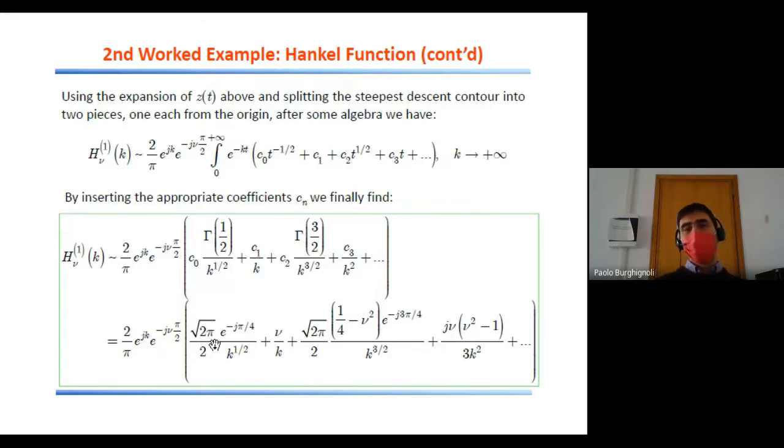Okay? And this is done, of course, for a single steepest descent path. You do that for both, and then you add the two contributions to have the final result. As you can see, everything is quite complicated from an algebraic point of view, but it can be done in principle.